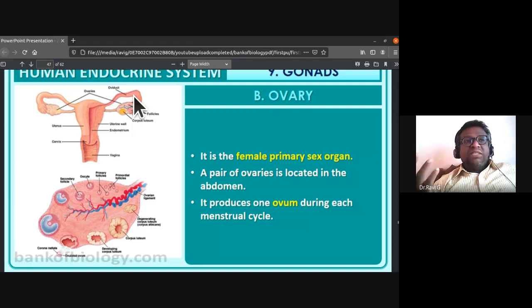Estrogen plays an important role in the primary sexual characteristics of female, like helping in the maturation of the ovary and the release of ovum. That takes place during the menstrual cycle. So every 28 days, there is a menstrual cycle in which one ovum is released. If it is not fertilized, it is lost during the menstruation process. The unfertilized egg cell is discarded from the body. So it produces one ovum during each menstrual cycle. So that is the ovary.